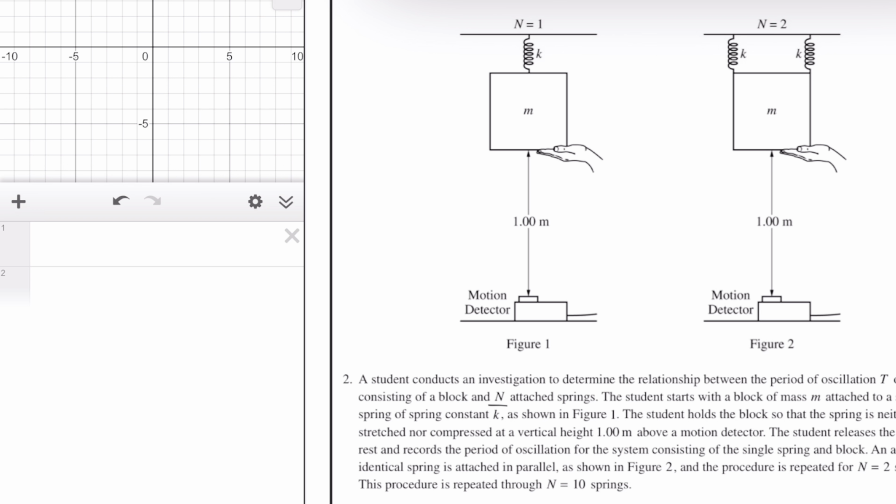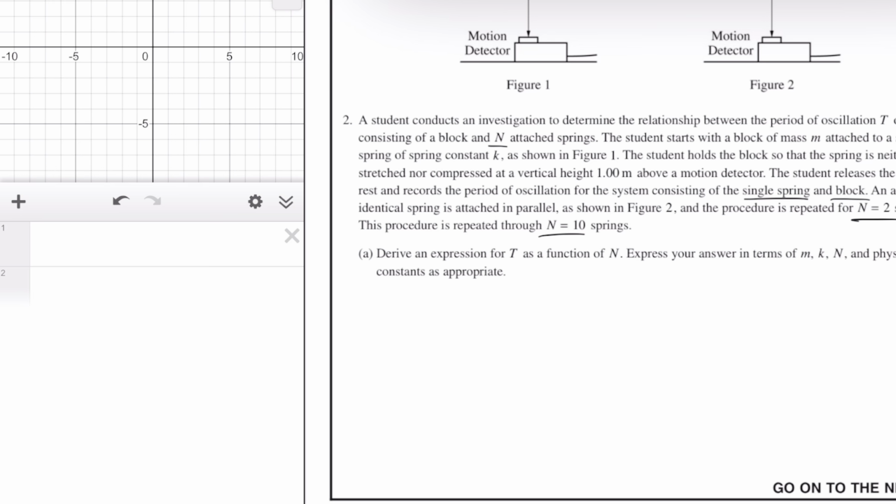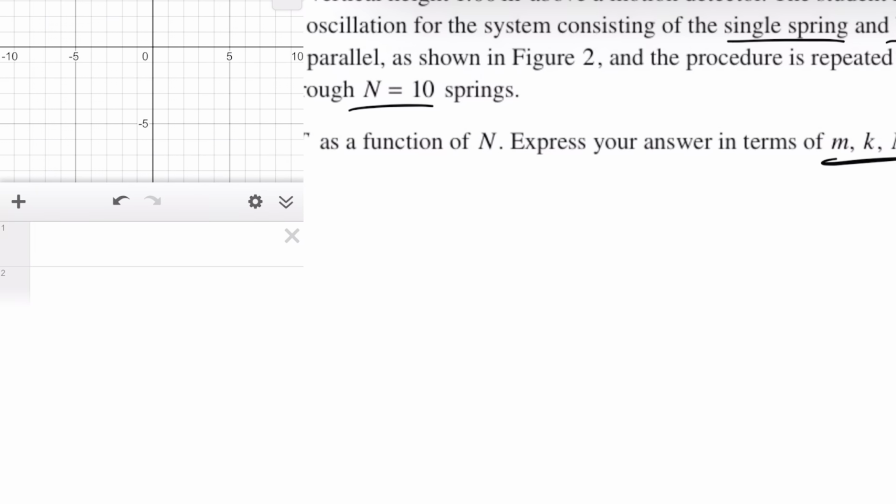The student releases the block from rest and records the period of oscillation consisting of the single spring and the single block. An additional identical spring is attached in parallel. Okay, in parallel. Shown in figure 2, the procedure is repeated for n equals 2 springs through n equals 10 springs. Cool. Derive an expression for T as a function of N. Okay. And then we have to use these constants.